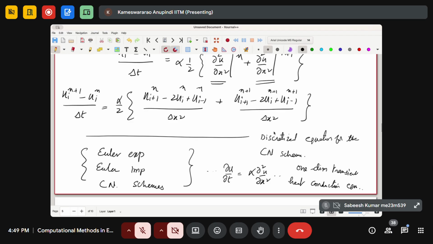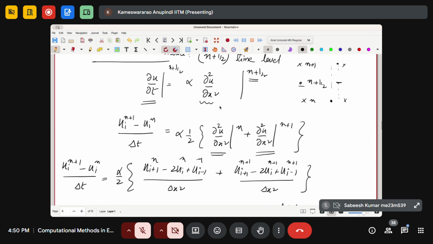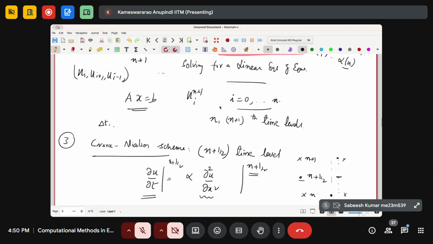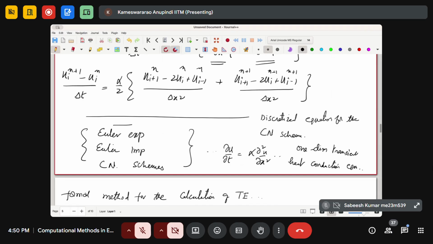Now what we need to do is essentially develop a formal method for the truncation error. As you may recall, it is very straightforward to calculate the truncation error for these schemes, for example the Euler explicit method or Euler implicit method, when you apply it to the one-dimensional transient heat conduction equation.